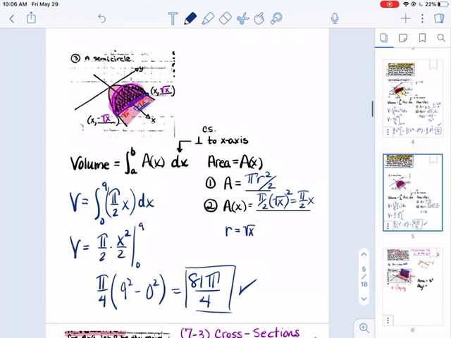So on the next video, we'll talk about cross-sections that are perpendicular to the y-axis, using the same base area with different shapes for cross-sections.